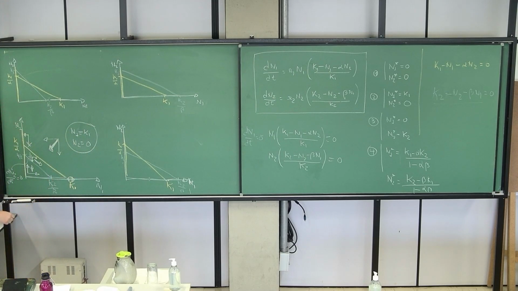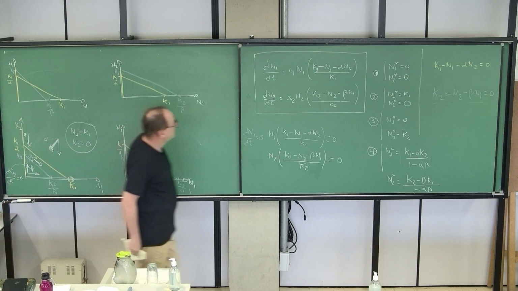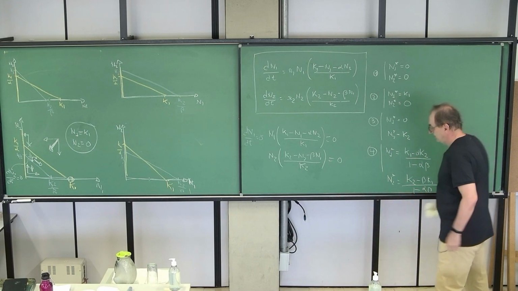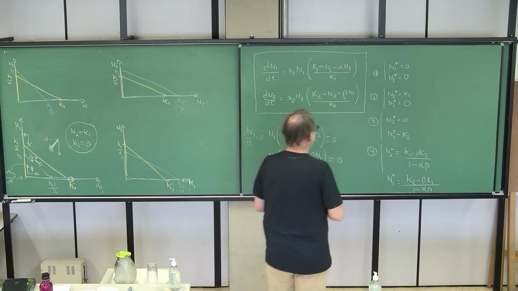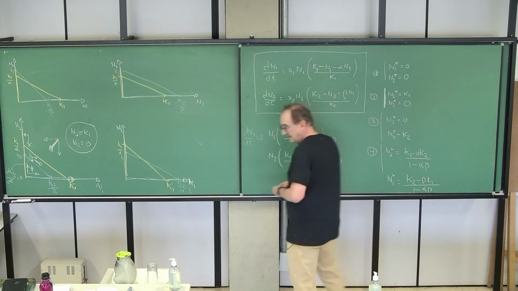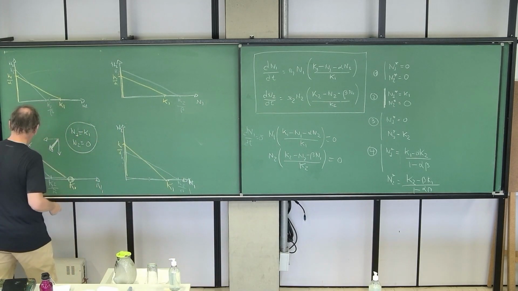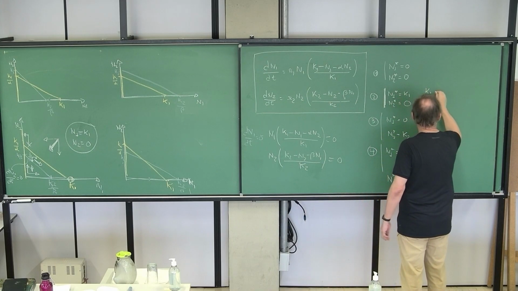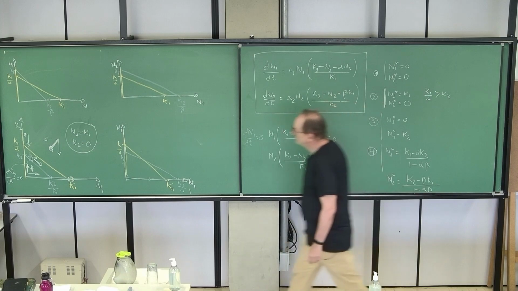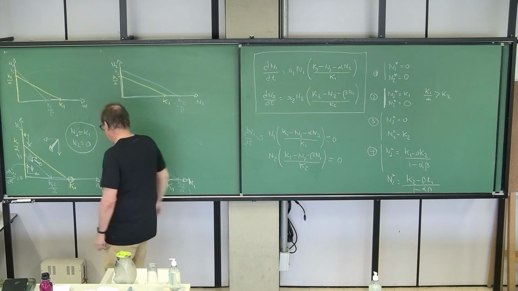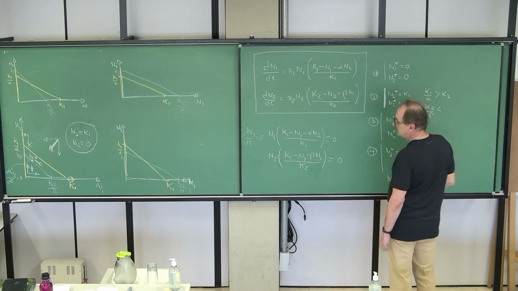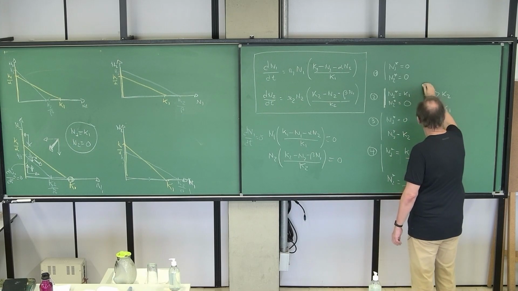And I will write down the conditions. Now I think I can do it here. So this is the point here, this one. It turned out that it is stable if K1 over alpha is bigger than K2, and K2 over beta is smaller than K1. Those are the conditions for this one.